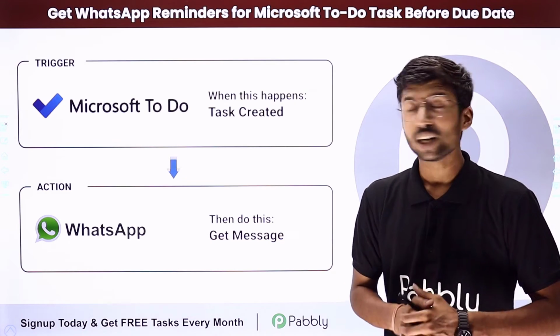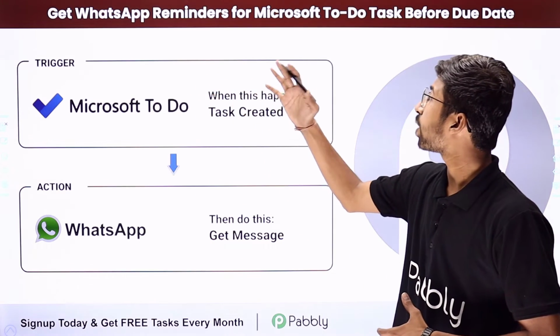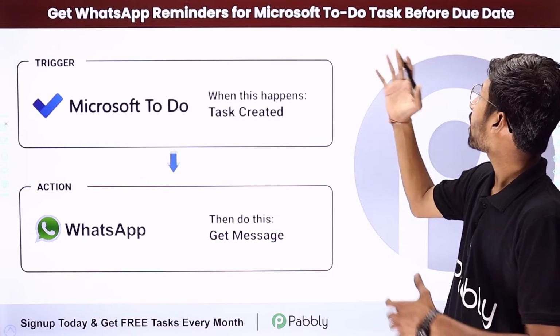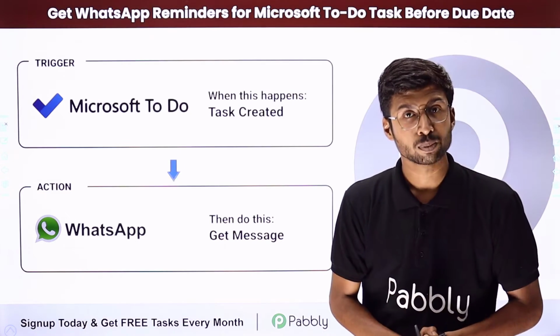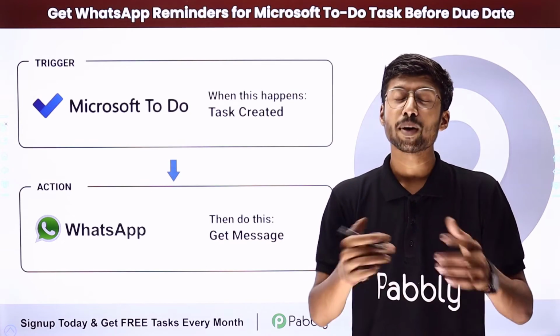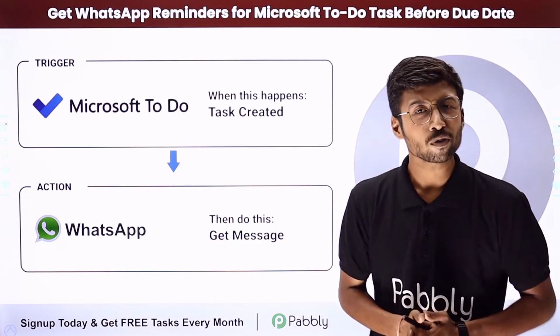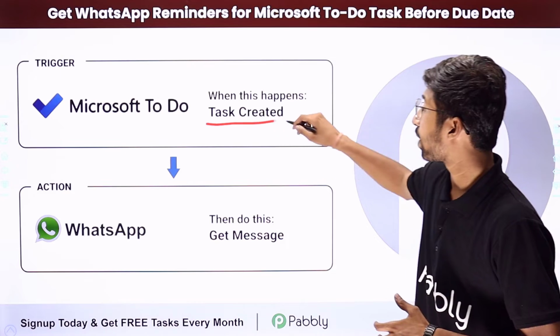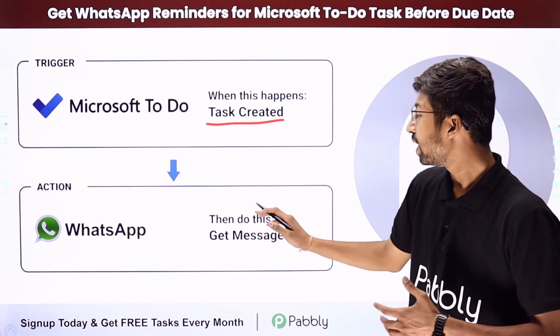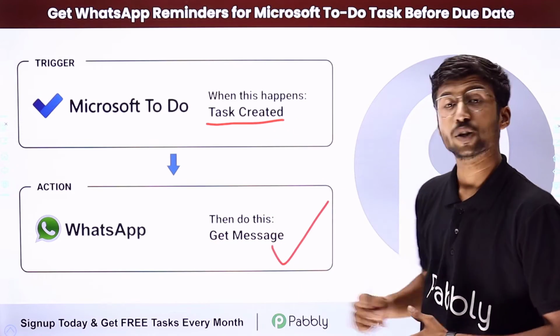So in this video, we will learn how to automatically get WhatsApp reminder messages for Microsoft To-Do task before due date. Now you can automatically get a reminder message before the due date for your Microsoft To-Do task. So the trigger of this automation will be task creation in Microsoft To-Do, and the action will be getting a WhatsApp message on your number.